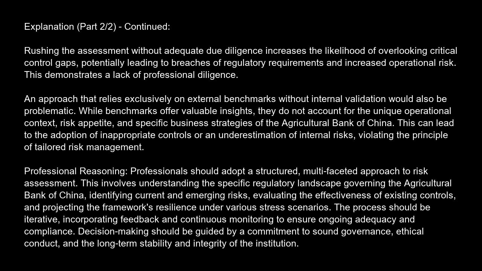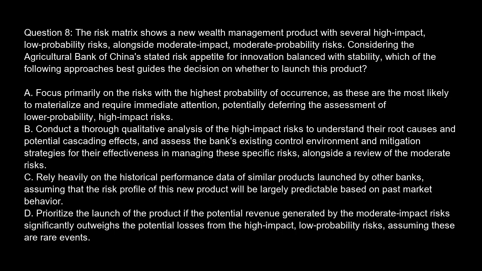This involves understanding the specific regulatory landscape governing the Agricultural Bank of China, identifying current and emerging risks, evaluating the effectiveness of existing controls, and projecting the framework's resilience under various stress scenarios. The process should be iterative, incorporating feedback and continuous monitoring to ensure ongoing adequacy and compliance. Decision-making should be guided by a commitment to sound governance, ethical conduct, and the long-term stability and integrity of the institution. Question 8. The risk matrix shows a new wealth management product with several high-impact, low-probability risks, alongside moderate-impact, moderate-probability risks.